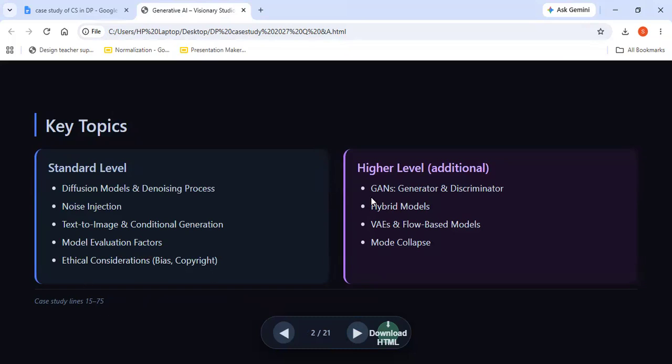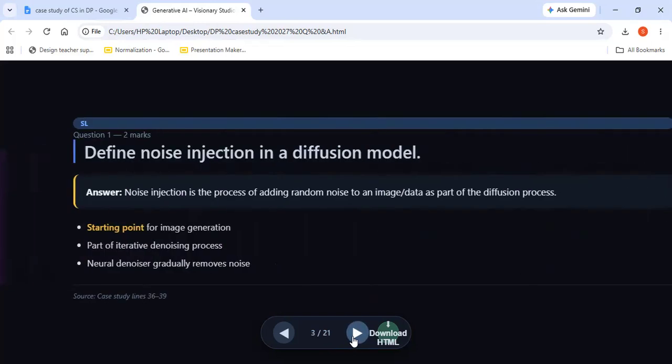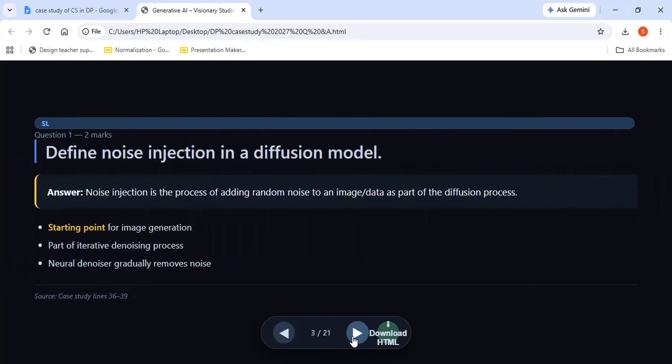And for higher level, they need to understand what is a generator, what is a discriminator, hybrid models, VAEs, flow-based models, and mode collapse. Now, let us see the questions and answers.